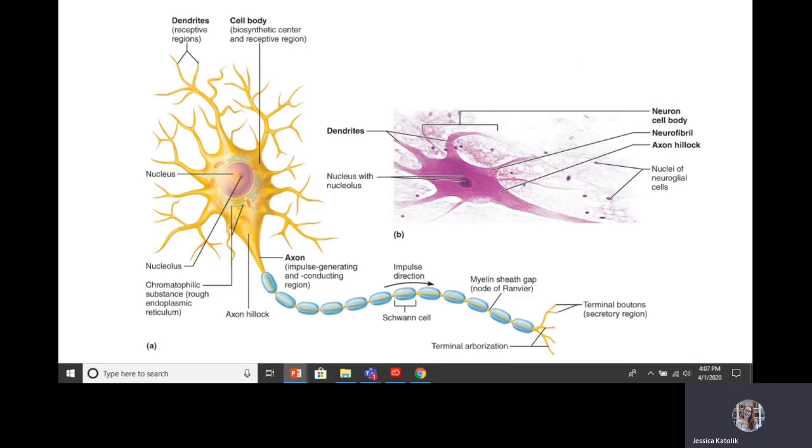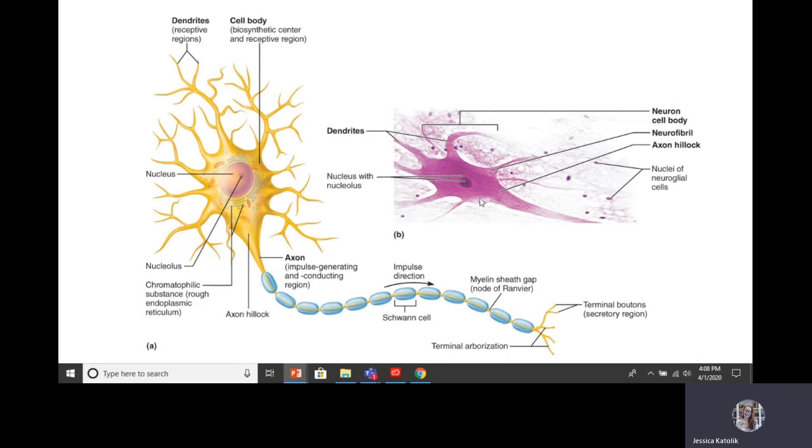So let's first orient ourselves to this diagram. What we can see here is a diagram of a neuron. Later on, we're going to be able to see the different shapes neurons can take and how we classify them based on their anatomical structure.